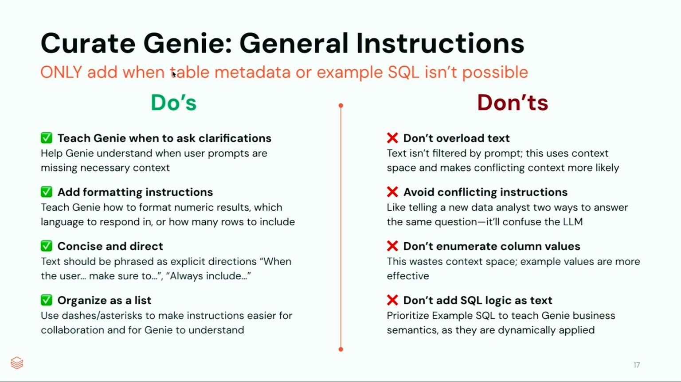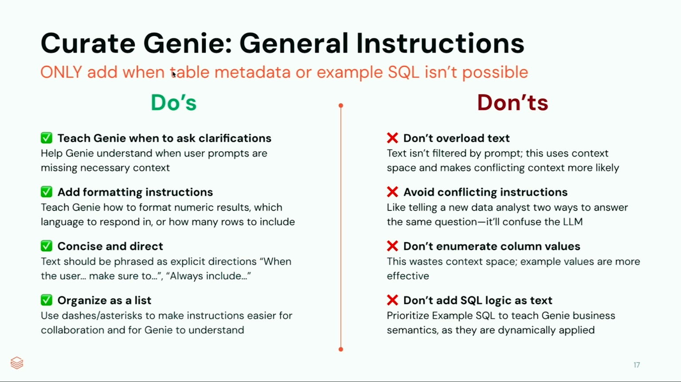To make these instructions really effective, you first want to keep them concise and direct. The text should be phrased as an explicit direction, such as when the user asks for this, make sure to include that, or always include this formatting. It also helps to organize it as a list using dashes or asterisks, so it's easier to collaborate on and also for Genie to understand.